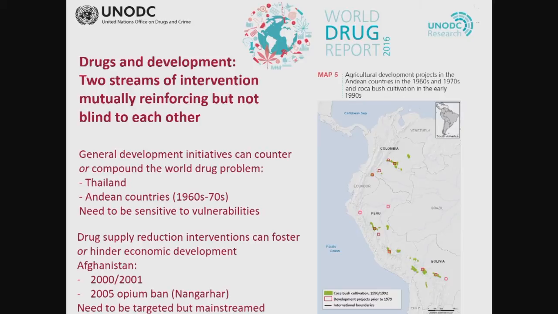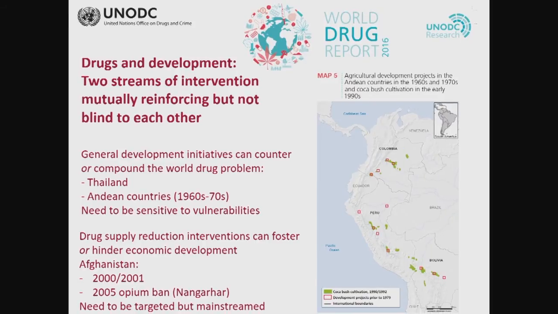And that ban really brought, in a way, increased poverty among the community, because opium was the subsistence of the farmers. So in a way, that ban addressing the cultivation of drugs had a negative impact on the development of those communities. But there was another ban done by the governor of Nangarhar in 2005.